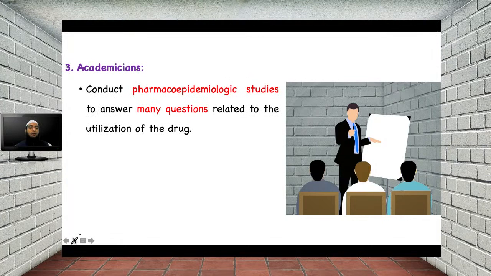You have a very good opportunity to conduct pharmacoepidemiological study to answer many questions related to utilization of the drug. So now you can see, one of the student groups in the final year is working specifically on the knowledge, perception and attitude of the Indian population towards the COVID-19 vaccine. Okay, so now why are these people doing this research?